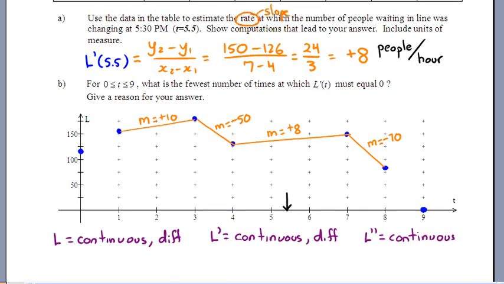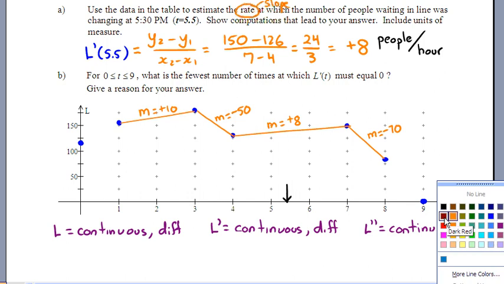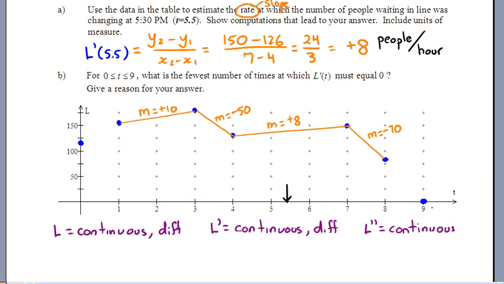Okay, it's time to start talking about this mean value theorem. The mean value theorem says, since this graph is beautifully continuous and differentiable, that somewhere between 1 and 3, I don't know where, but somewhere between 1 and 3, there is a C value where the slope would actually be 10. And the mean value theorem again says somewhere between 3 and 4, I don't know where, but somewhere in there, there's a C value where the slope has to be negative 50.